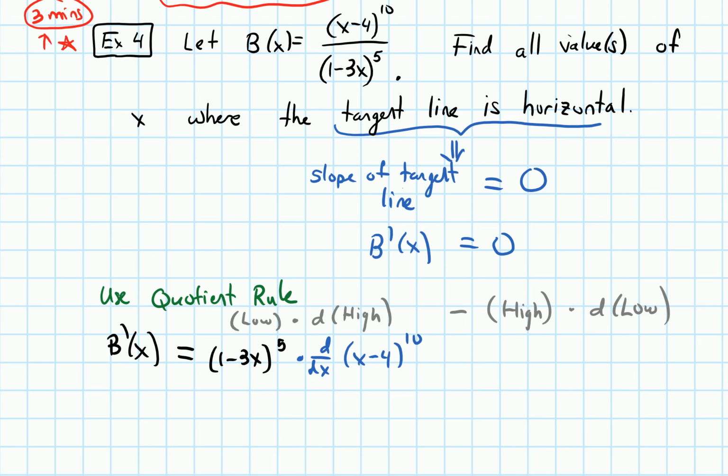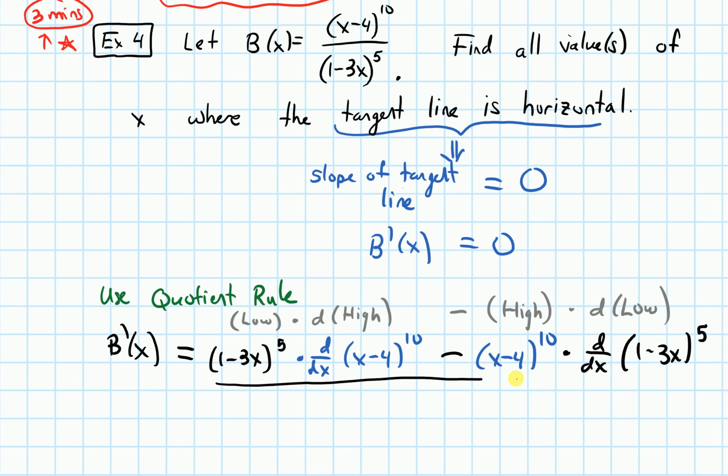Low, the bottom, would be 1 minus 3x to the 5th. D high means the derivative of the top, so times the derivative, d dx, of the top, (x minus 4) to the 10. And then minus high, which is the top function, (x minus 4) to the 10, d low, meaning times the derivative of the bottom, (1 minus 3x) to the 5. That's the numerator using the quotient rule. And the denominator is low squared, the denominator squared, so (1 minus 3x to the 5) being squared.